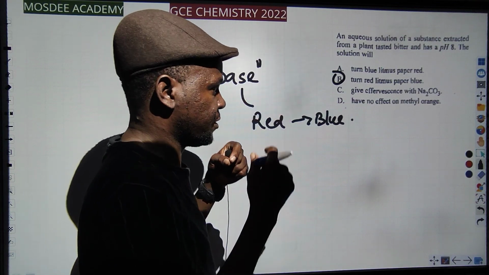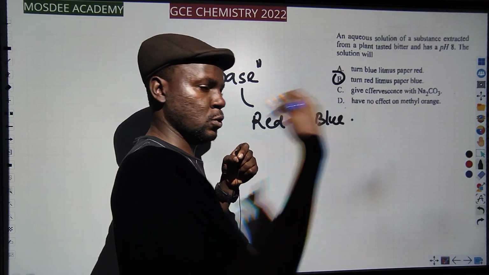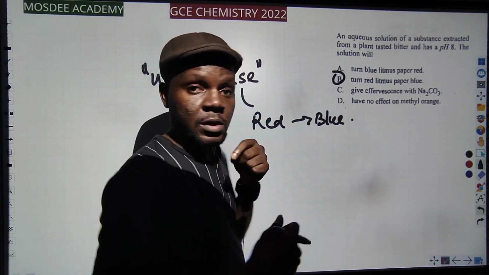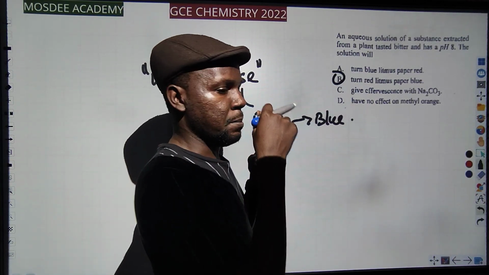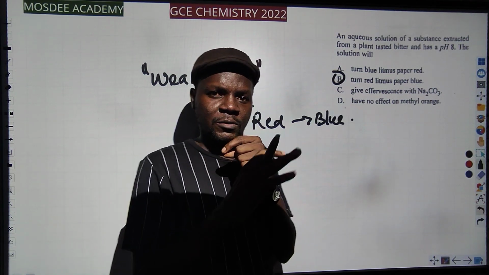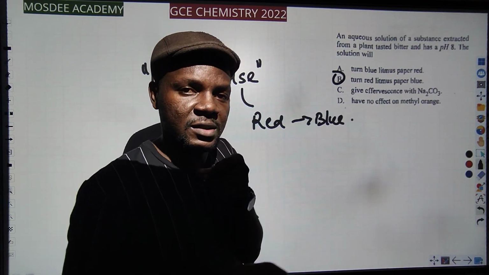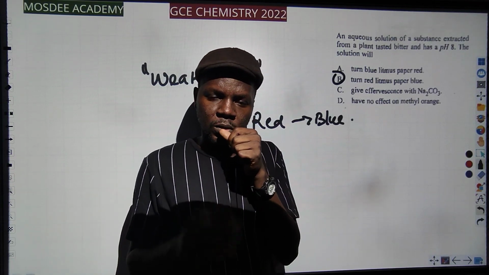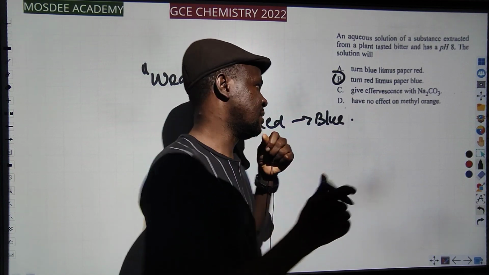Gives effervescence with Na2CO3. The effervescence is CO2, the gas that turns lime water milky. Do you get? So the only substance that can react with a metal carbonate to give you CO2 must be an acid. Because in the topic of acid, base and salt, you were told that acid plus metal carbonate will give you salt, water, and CO2. So that is the logic. So acid has this characteristic.